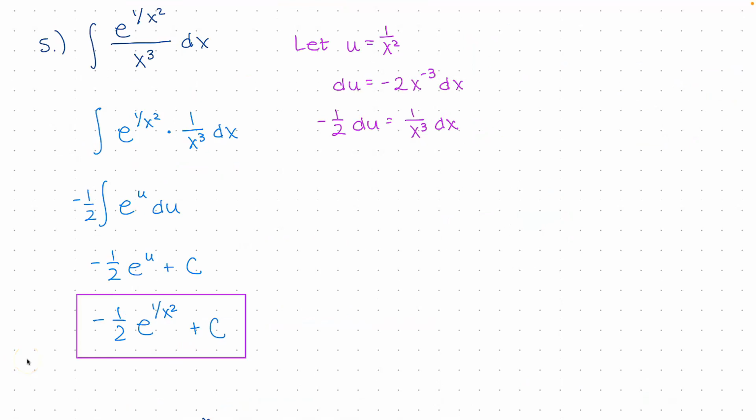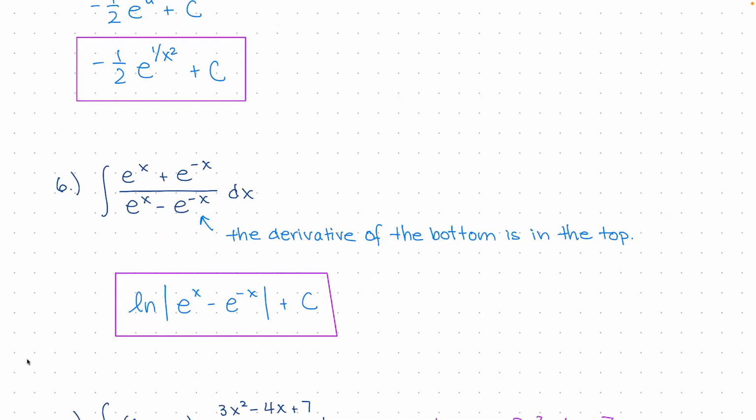Okay, so number 6. Yes, the trick was there's really no work. The derivative of the bottom is in the top. We already found the derivative of the bottom in the previous set, but it's also easy to look at it and see. So it's just the natural log of the bottom. So any questions about that?